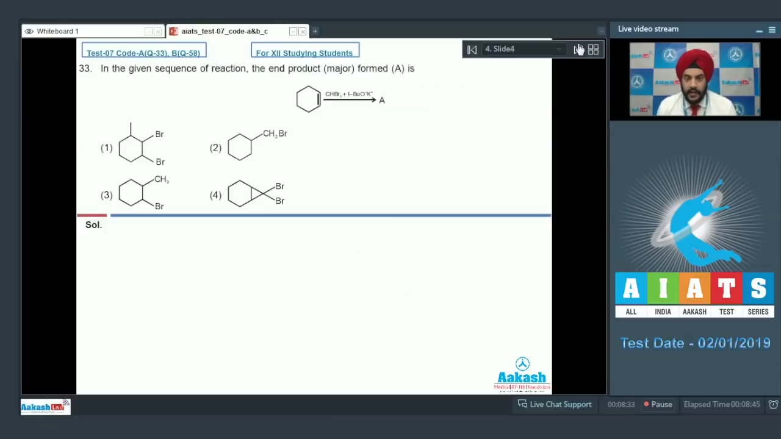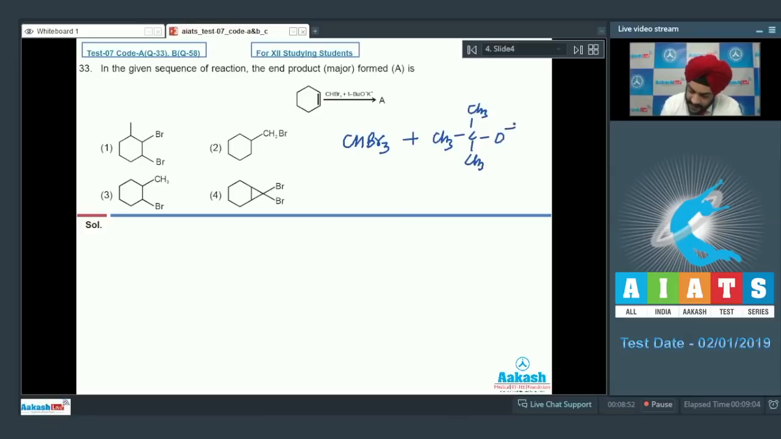Question number 33. In the given sequence of reactions, the end product, which is also the major product, formed is. So if we look at the reagent now, we have been given CHBr3 and it is allowed to react with a strong base, which is the tertiary butoxide ion.